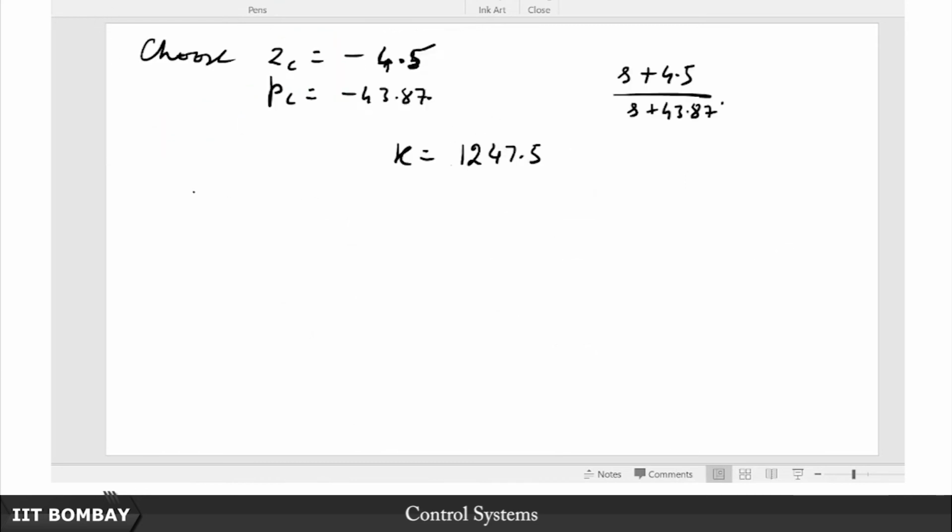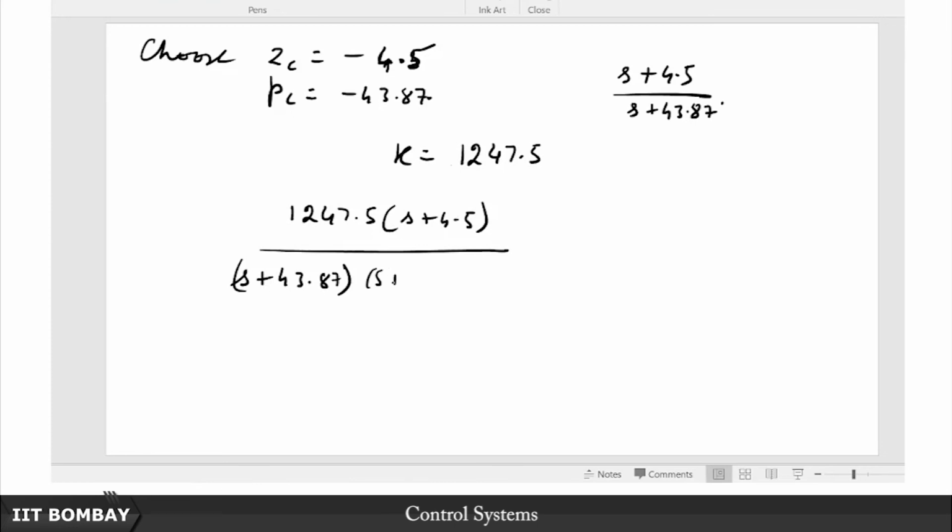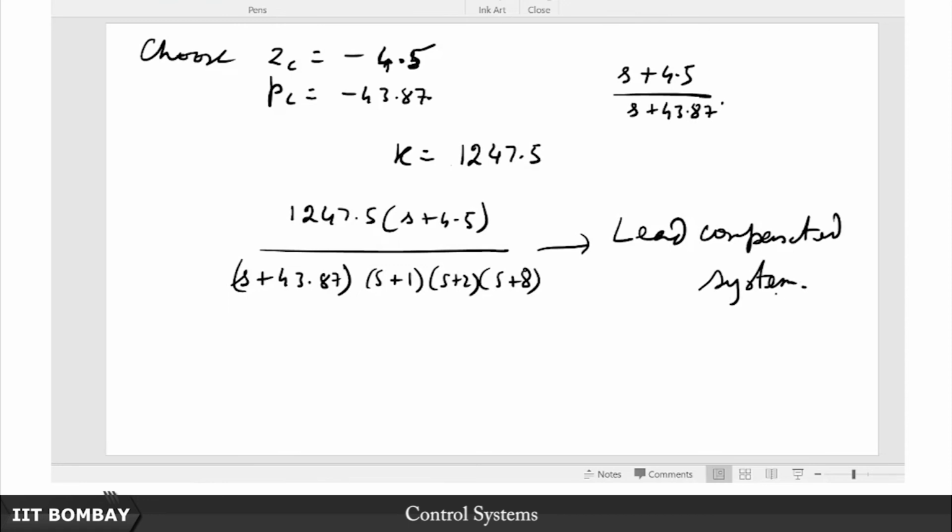So basically, after this compensation, I have 1247.5 times S plus 4.5, no other 0 was there, divided by S plus 43.87 into S plus 1 into S plus 2 into S plus 8. So this is my lead compensated system.